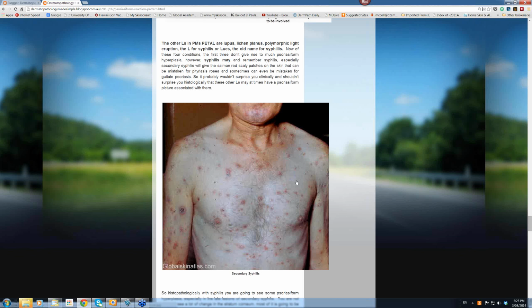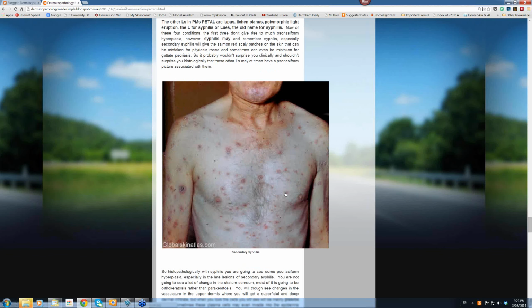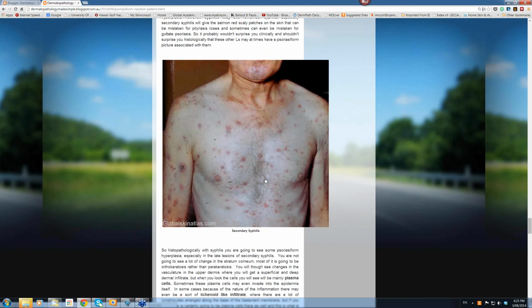But with this guy, you'd look at the palm of his hand. You'd see if you've got the red scaly lesions there. You'd look inside his mouth, see if he's got the features of secondary syphilis with the snail track ulcers. And you'd look round at his genitals and the perianal areas for the features of secondary syphilis there.